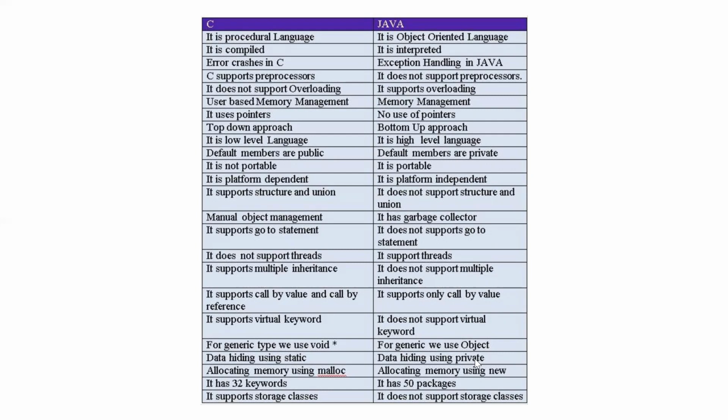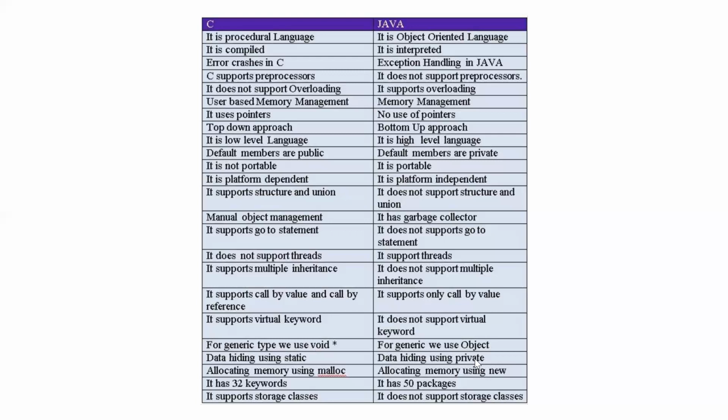C doesn't support threads, Java supports threads. C doesn't support multiple inheritance, whereas Java supports multiple inheritance by using interfaces. Generally it doesn't support multiple inheritance, but it supports it by using interfaces. C supports call by value and call by reference. In Java we support only call by value, though we can use something like call by reference by referring to objects. C supports the virtual keyword, and Java doesn't support the virtual keyword. In C we can use a generic pointer.